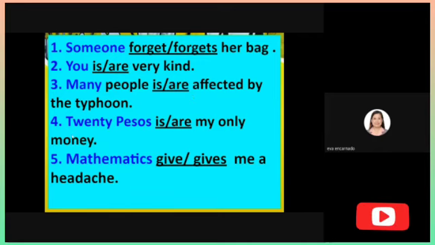Number 4, 20 pesos is or are? Okay, is. Okay? We discussed this rule, di ba? When we talk about money, we use the singular form of the verb. Number 5, mathematics, gives or give? All right. This is a singular noun, mathematics. So we use the singular verb, gives.